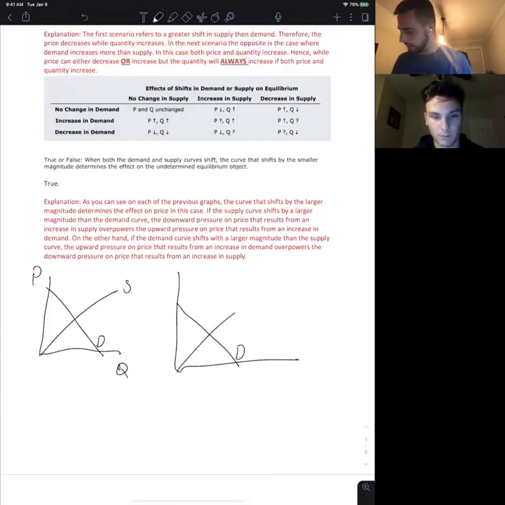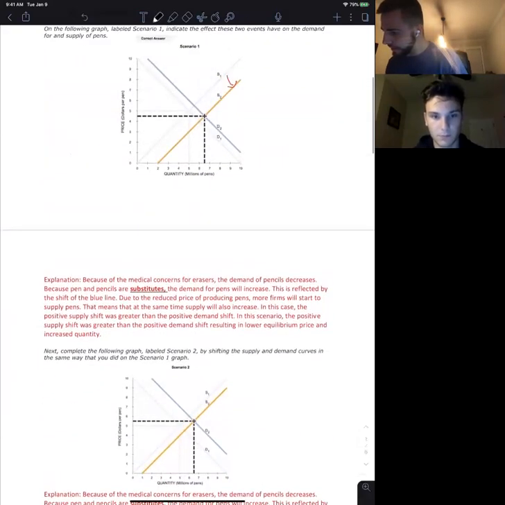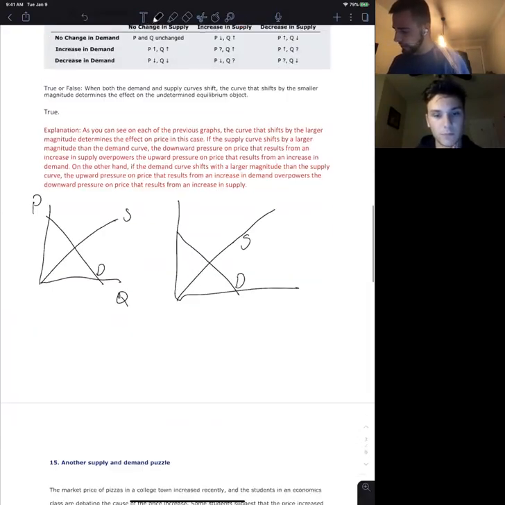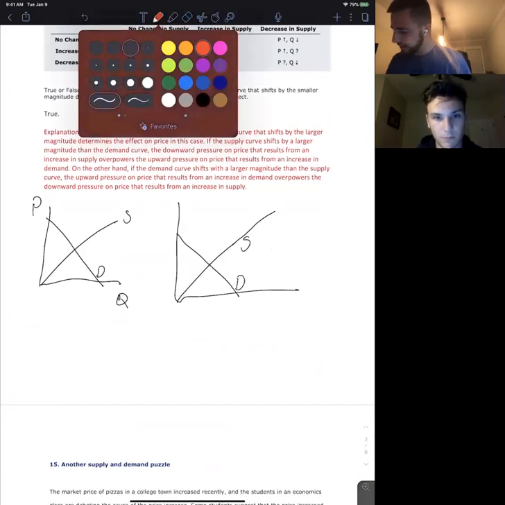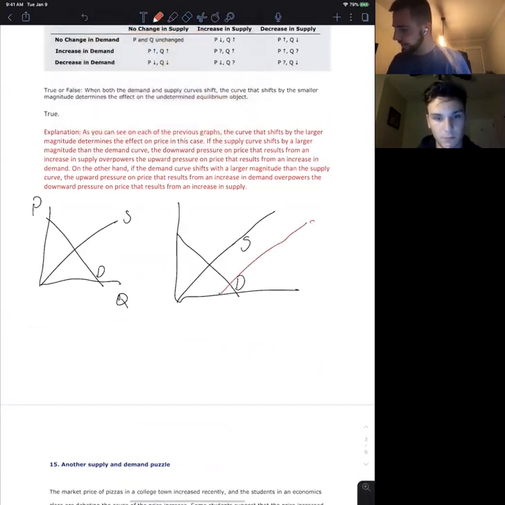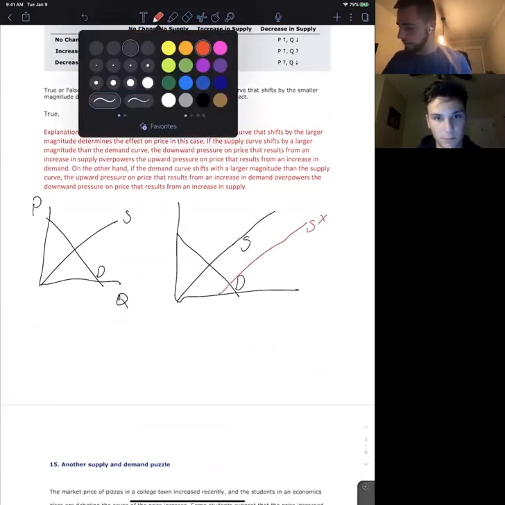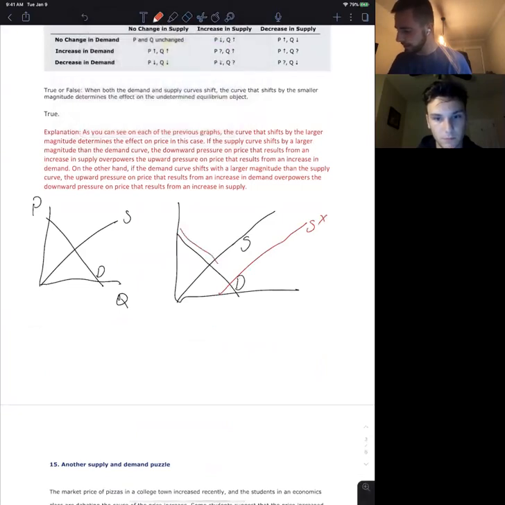In scenario 1, the supply increased way more. So let's say this is a big shift in supply, and let's make this a different color. This is a big shift in supply and a very small shift in demand. There you can see the new price would be lower and the quantity would increase.